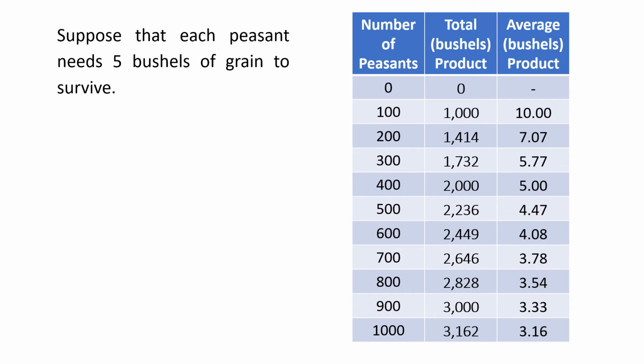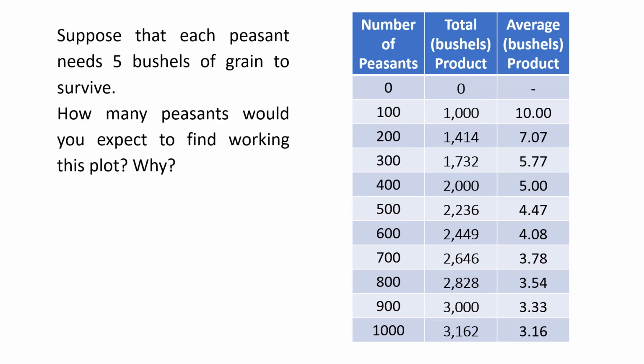Now, suppose that each peasant needs 5 bushels of grain to survive. How many peasants would you expect to find working this land? We would expect to find 400 peasants working this land, and the reason is that at 400 peasants, we have average product, or average bushels of grain, equal to 5 as well. So basically 400 peasants is the maximum number of people that can work on this land while still being able to survive. Note that this is where the average product is equal to the grain needed for survival.